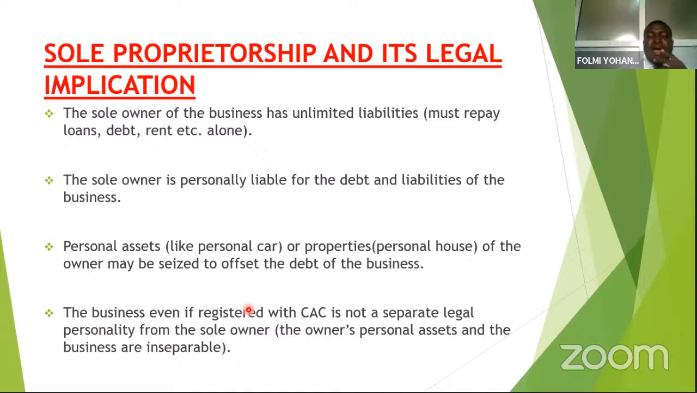So that's why we said personal assets like cars and properties of the owner may be seized to offset the debt of the business. If you are running a sole proprietorship, the legal implication is that you are personally liable for all your debts and any liability. And the fact that you registered with the CAC, as I said earlier, does not create a separate legal personality. You get to know what legal personality is when we discuss companies. The owner's personal asset and the business are not separable when it comes to sole proprietorship.